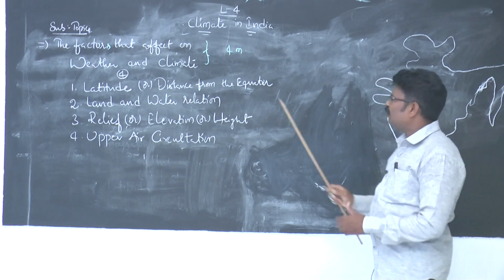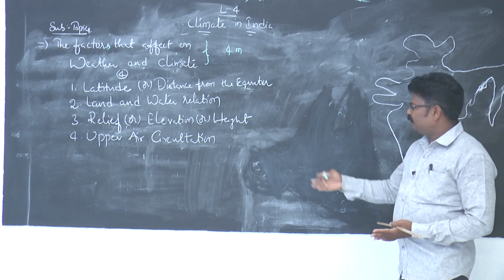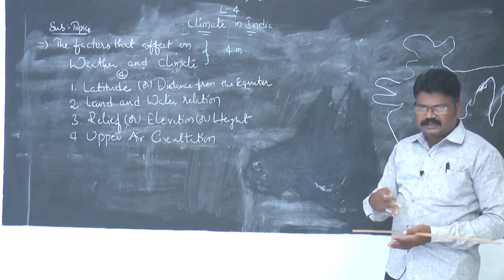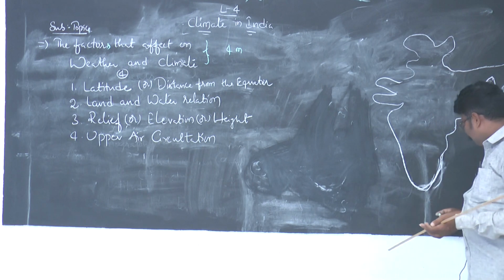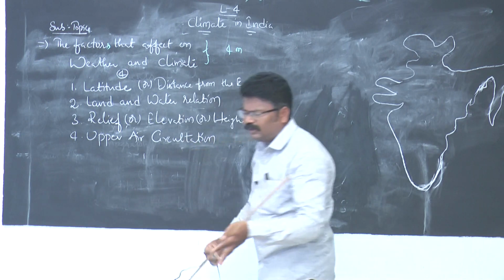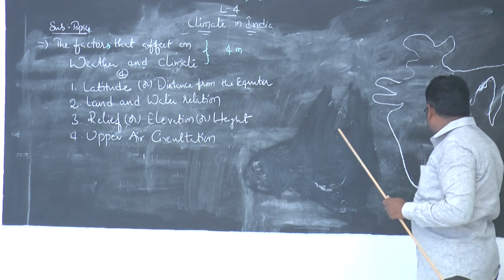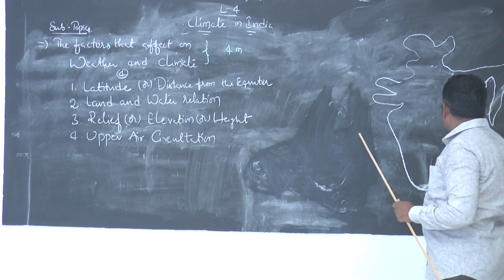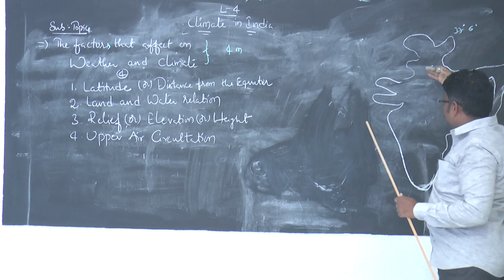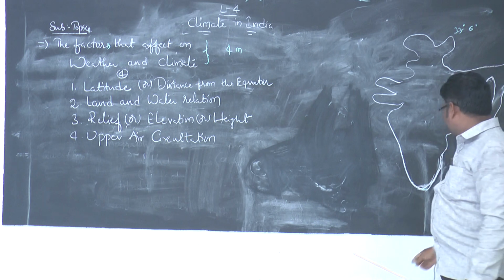Climate in India means what? Already I told you, as we move away from the equator to the poles, the temperature will decrease. Like climate in India. Now come to the point. Here I have to show an example. Our India extends from 8 degrees 4 minutes to 37 degrees 6 minutes north latitude. It is located in the northern land.